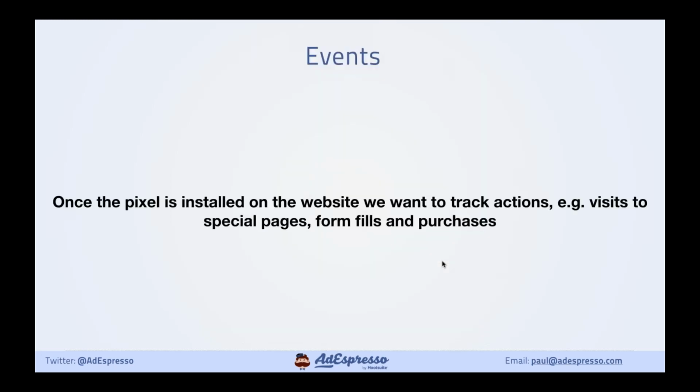So that's gone through the benefits of the pixel, how to create it, how to install it. Once we've done that, we then need to start using this pixel. And what we've got to remember is that just having the pixel sitting there on every page on the website is good because we can create audiences, but really what we want to do is start tracking interactions on that website. We call them events. So that's really what we want to set up next.